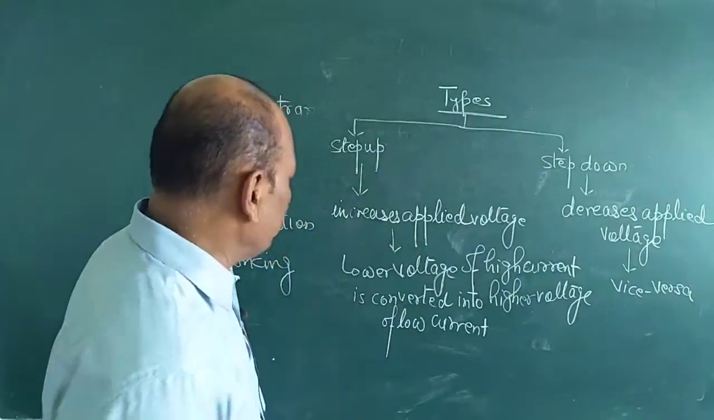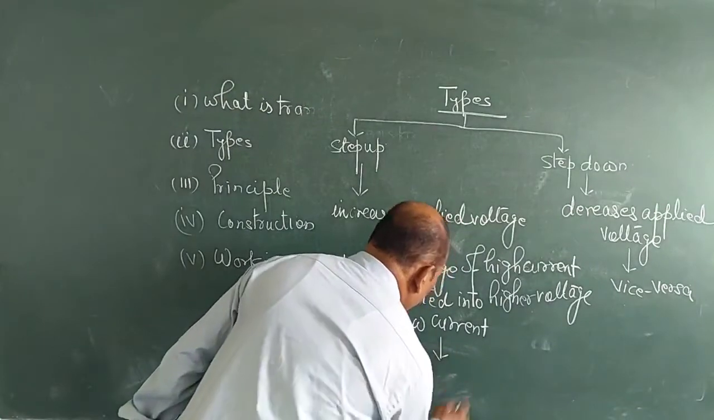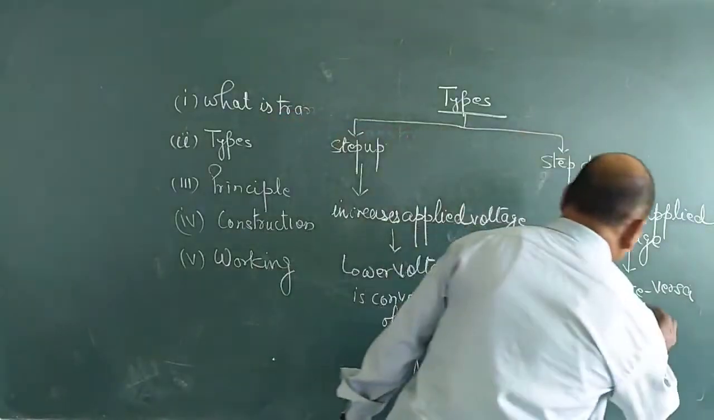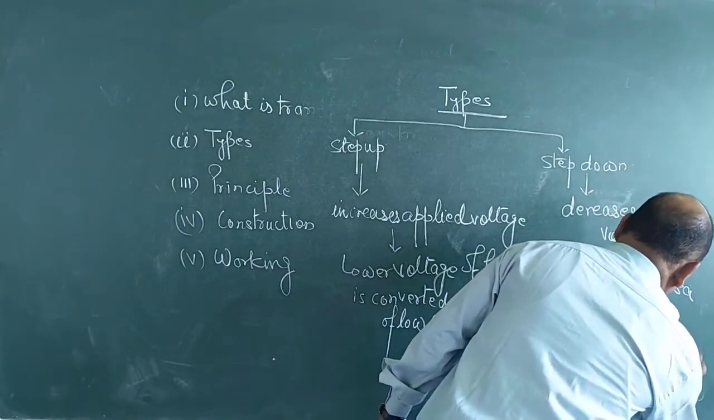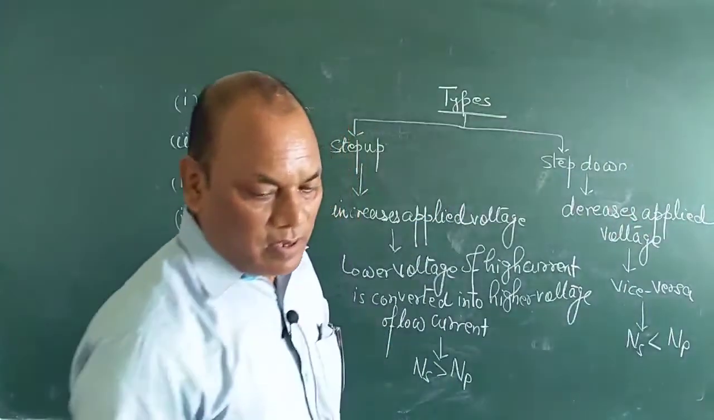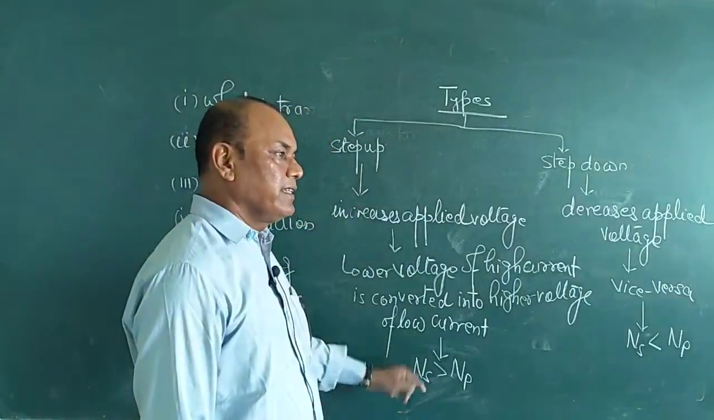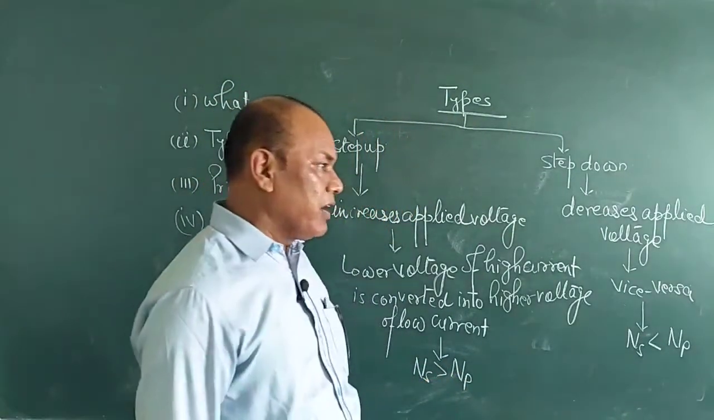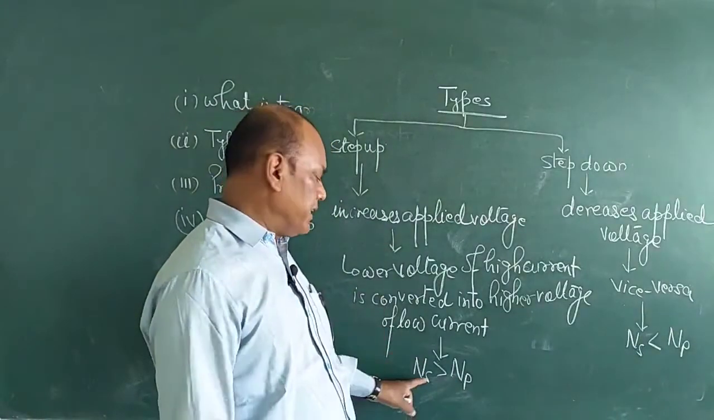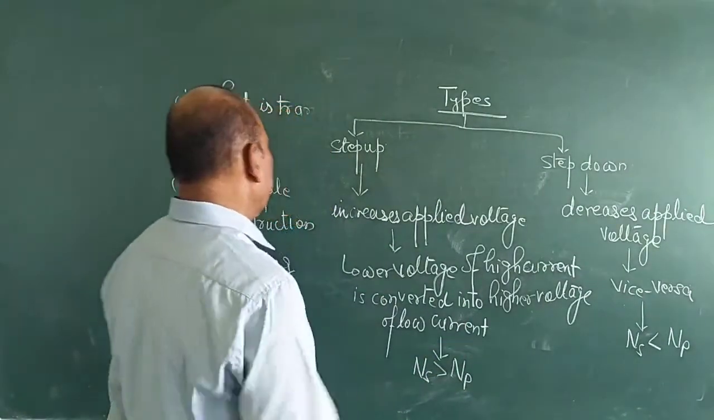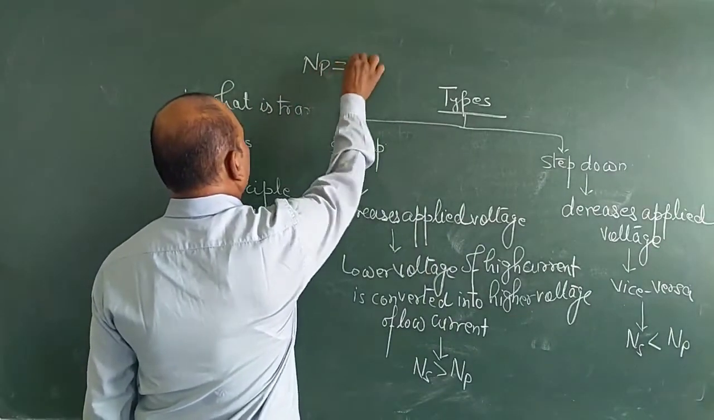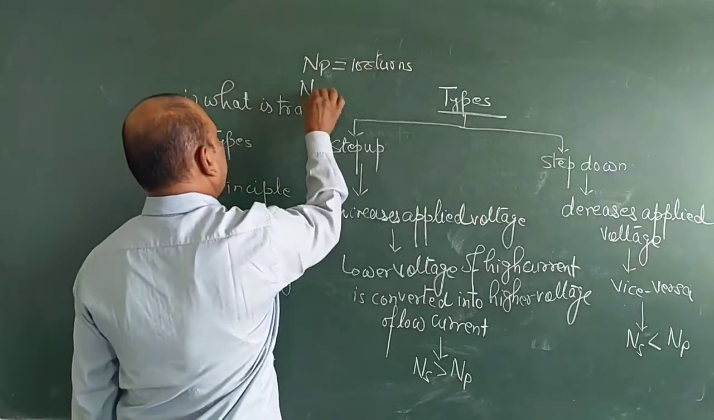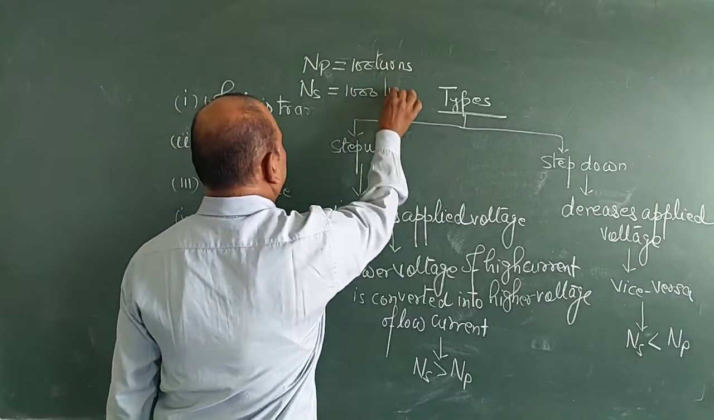Now in step up transformer, Ns is greater than Np, and here Ns is less than Np. What is Ns? Number of turns in the secondary coil, and what is Np? Number of turns in primary coil. So number of turns in secondary coil is greater than the number of turns in primary coil. Let us suppose if Np is equal to suppose 100 turns, then Ns is kept approximately 1000 turns.